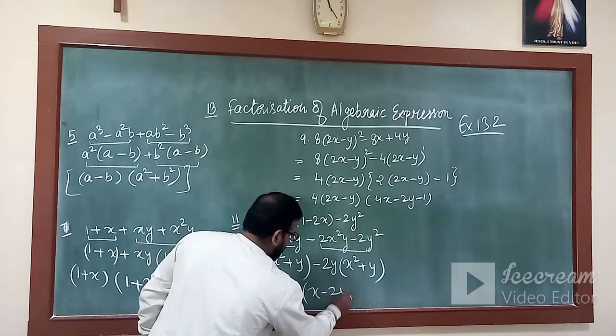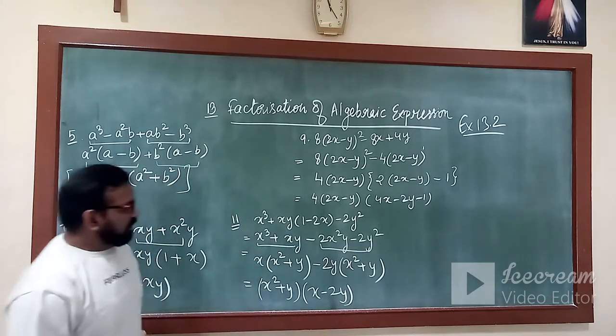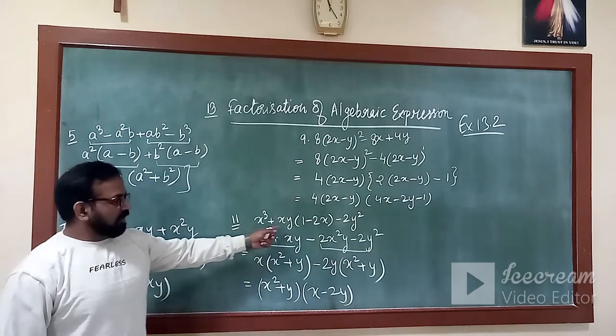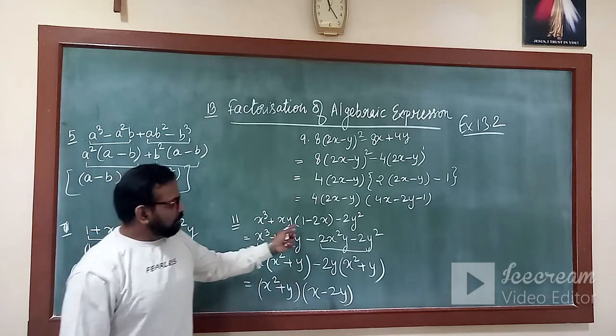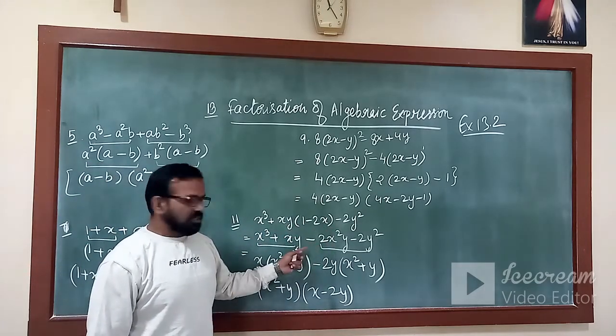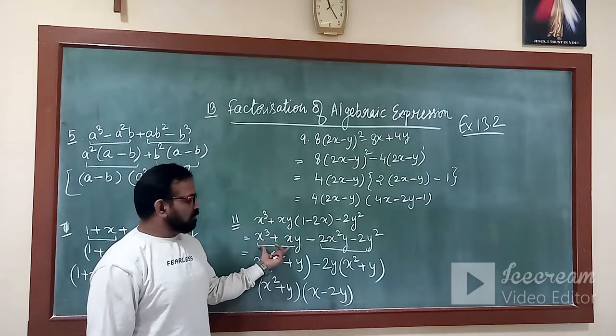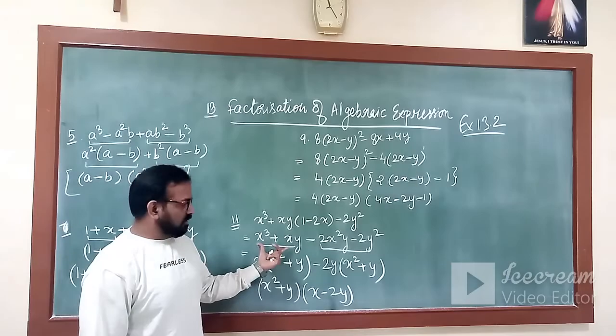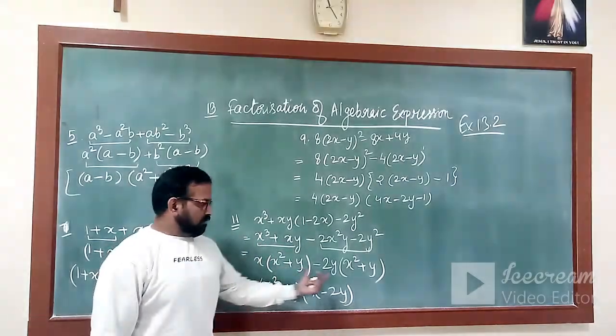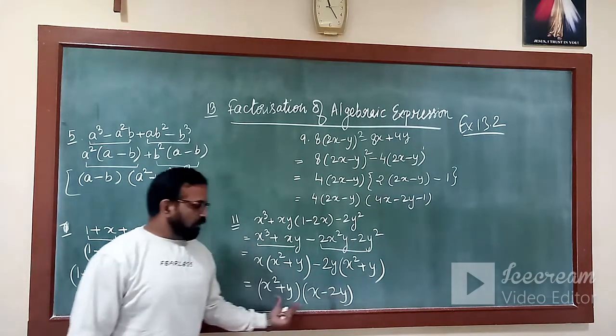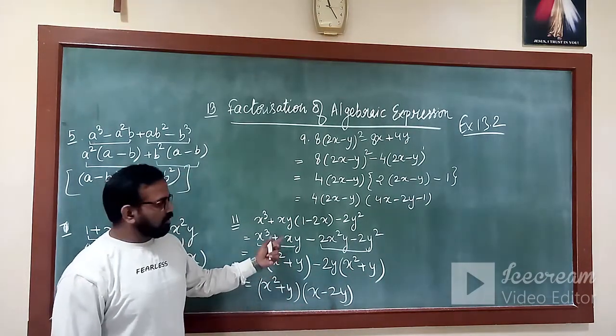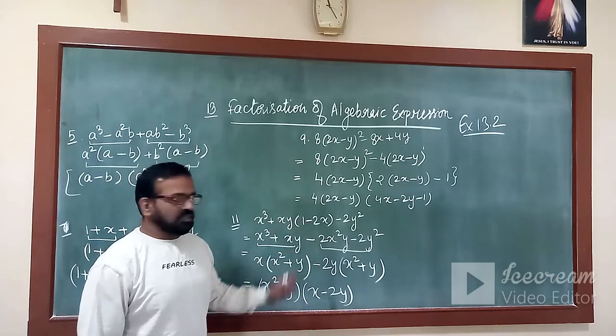X minus 2y. So for questions like this, whenever there is a bracket, you first solve the brackets, open the terms, then you can make groups with the consecutive terms if it is possible. If you get the common terms, then you can factorize. By the way, if you do not get the common terms, then you can shuffle the terms. Okay.